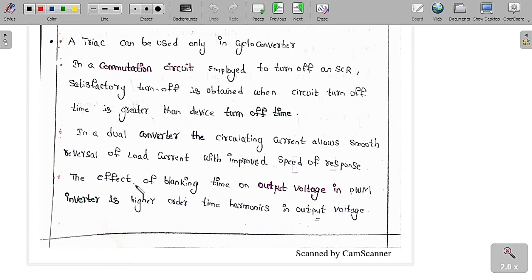So because of this blanking time on the output voltage, for a small amount of time the output voltage is 0 in a PWM inverter. Because of this, higher order harmonics are going to be present in this output voltage.